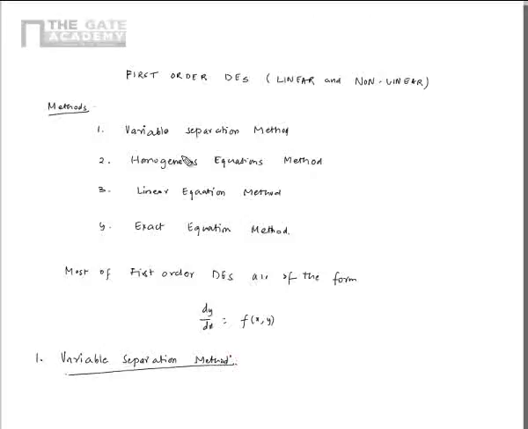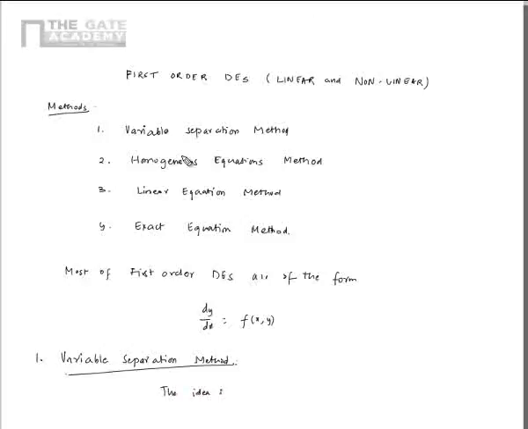What this method tells us is that the idea is basically to separate the dependent variables and the independent variables, so that on one side you have all the dependent variables and on the other side the independent variables. And then what? Then basically integration. So let me just write down the idea.